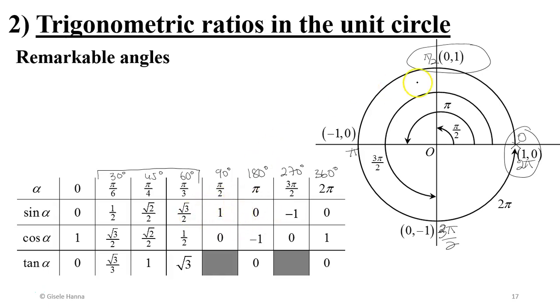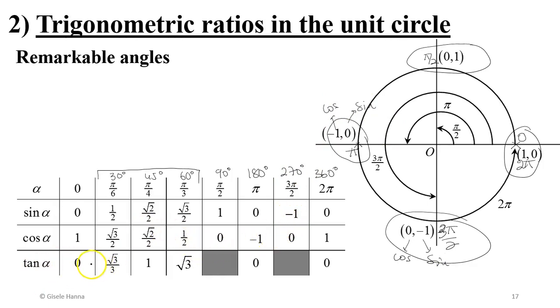All you have to do is just know how to read the coordinates of the special points on the unit circle. Now regarding pi, pi is at the point of coordinates negative 1, 0. So cosine is negative 1 and sine is 0. So cosine of pi is negative 1 and sine of pi is 0. And similarly for 3 pi over 2, cosine is 0 and sine is negative 1.